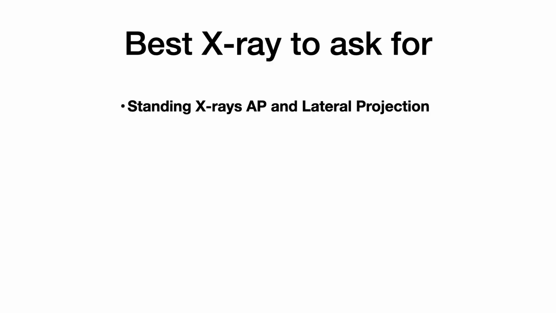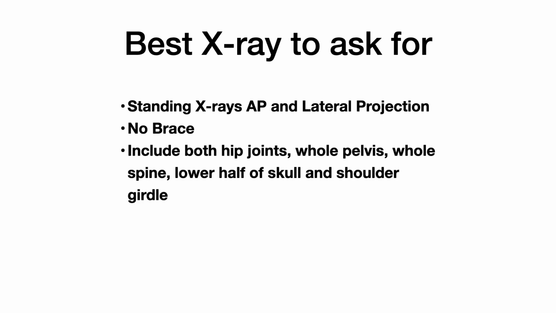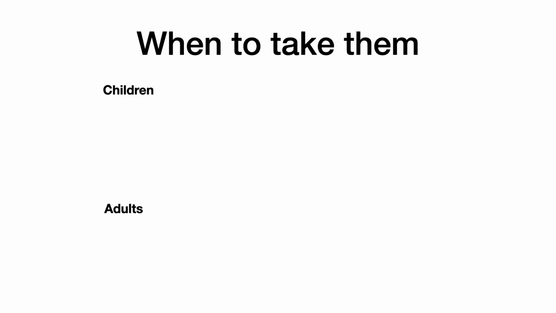What type of x-ray should you ask for? A standing x-ray from the front and the back and the side is the best one to ask for, because this lets us know whether your hips are in line or one hip is higher than the other. We also like to have x-rays with no brace. The x-ray should include both hips, whole pelvis if possible, the whole spine definitely, and if possible the lower half of the skull and shoulder girdle.